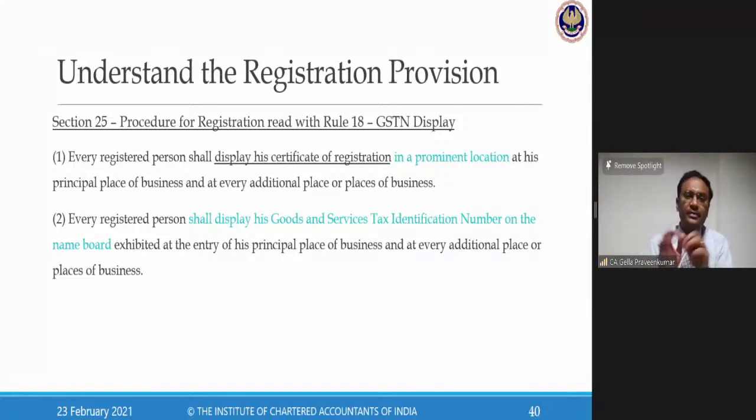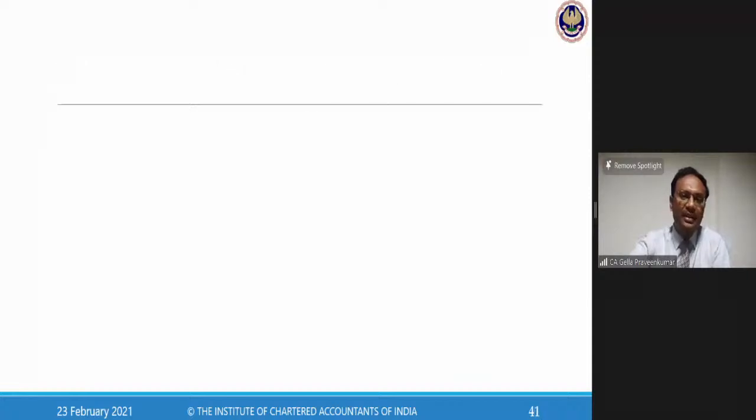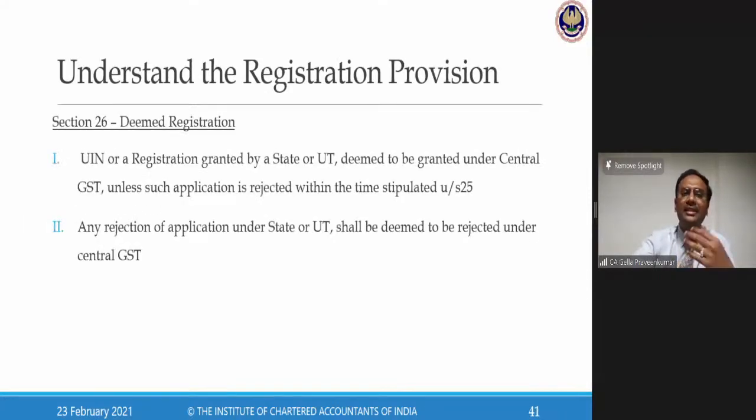Next, this is one important provision where the law says, when you have registered under GST, on your name board please display your GST number. When someone comes for inspection within your registered premises, you display your registration certificate. Your registration certificate has to be mandatorily displayed prominently, in a prominent location. Someone comes for your audit. Also, on the outside, on the name board, you mention your GST number. If not, a penalty of 50,000 is applicable under GST law.